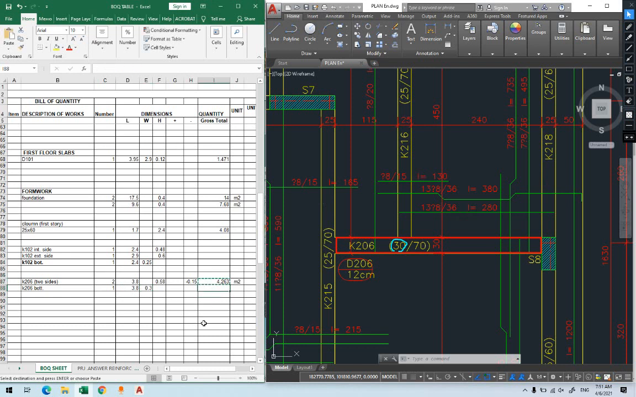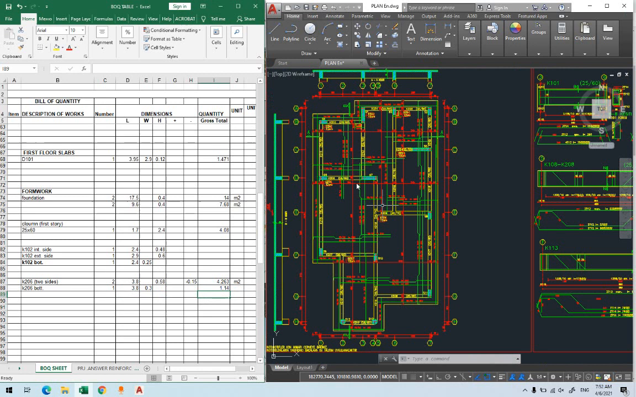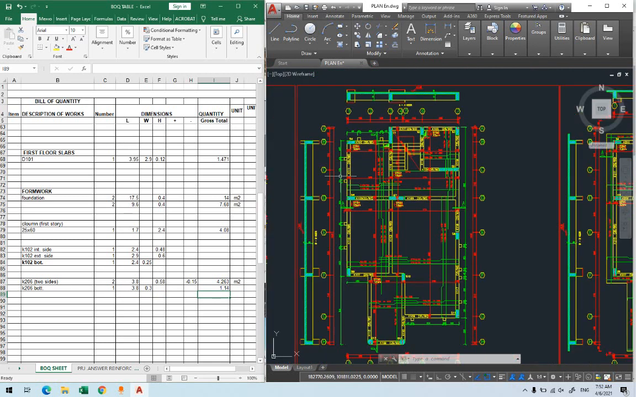And you have the bottom formwork as well. So in this manner you will do all the beams and you will get the formwork. Now let me show you for the slab, which is the easiest formwork that you can have, in the same video.